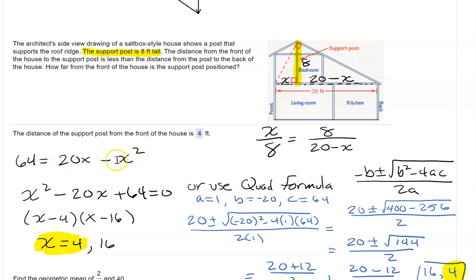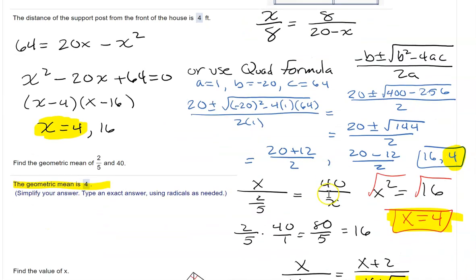And so I just move everything over. Since this is a negative, I move it over to the right, which makes it positive. Moving this over makes it negative. Plus 64 equals 0. What times what is positive 64 and adds together to give me negative 20? Negative 4 and negative 16. Or I go through this process of the quadratic formula, and you see I still get 4 and 16. And we look here, and 4 and 16 both work. But x is obviously a shorter distance, so I picked the shorter distance between 4 and 16. So my solution is 4.